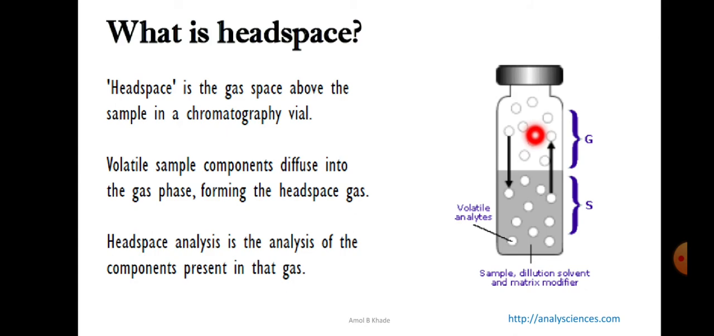Okay, so your sample is highly volatile, and it has difficulty in handling and incorporating into an injection port system. So we have specially designed sample vials, and in these vials we put our sample only to the half portion, that is called the sample portion, and the remaining portion is empty. Over a period of time, because of high volatility, the sample will get volatilized and it will occupy the headspace, the upper space of this particular vial.